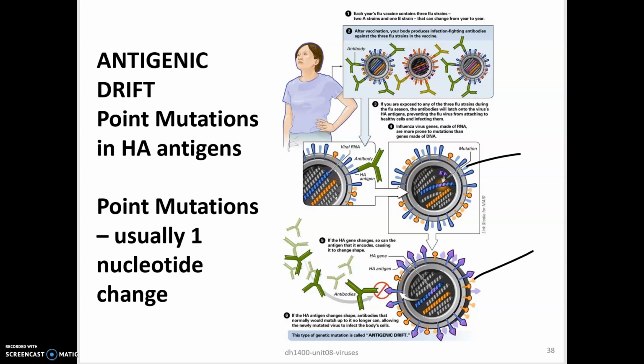Those little changes are enough to sneak past our immune system. Our antibodies won't recognize the changes, and as a result, we get a slight change in the virus, and that virus will be able to make us sick from season to season. So antigenic drift is how we end up with a different flu virus each year, which is why you can get sick each year from the influenza virus.